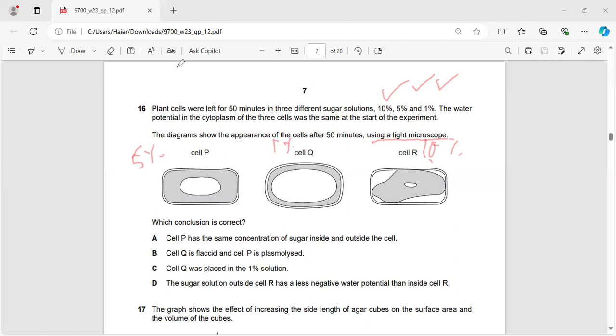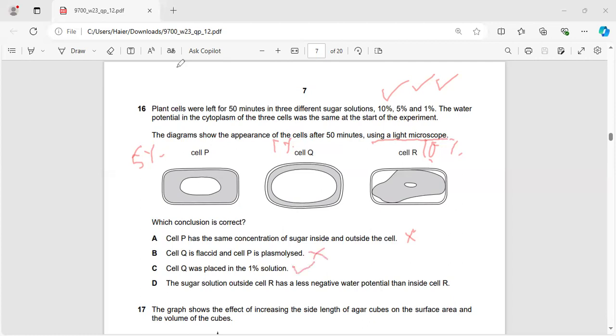Cell P has the same concentration of sugar inside and outside the cell. No. Cell Q is flaccid and cell P is plasmolysed. Cell P is not plasmolysed and cell Q is not flaccid. So this statement is again not correct. Cell Q was placed in 1% solution. Yes, it is looking turgid, you know.